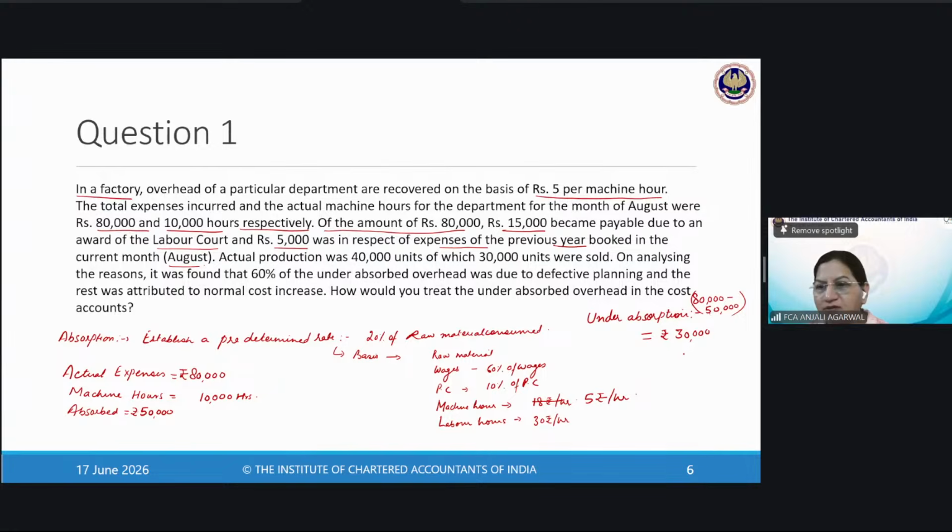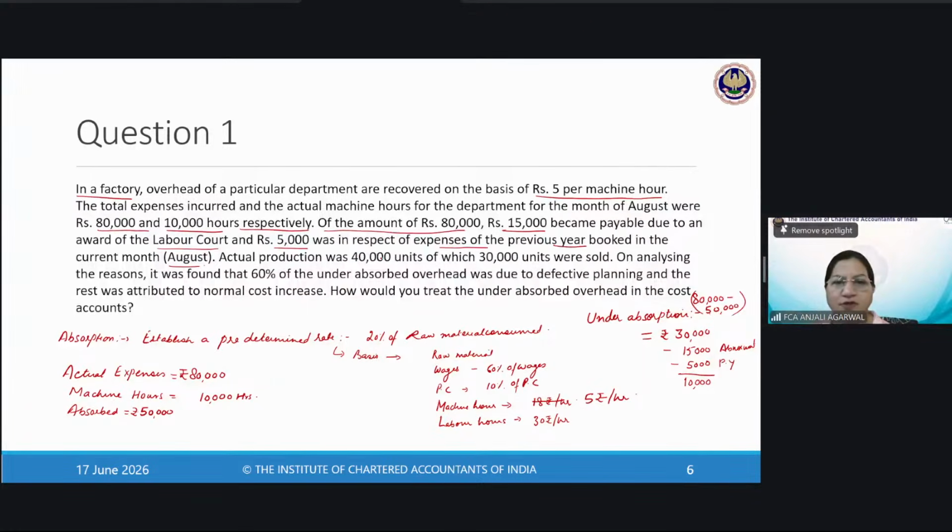So out of this 30,000, 15,000 is purely abnormal due to the labor court award, and 5,000 in respect of expenses of the previous year. So this 5,000 is also not pertaining to the current year. So this should also be deducted. This is also not to be treated here, right? So how much is the actual under absorption then this year? It's only 10,000.